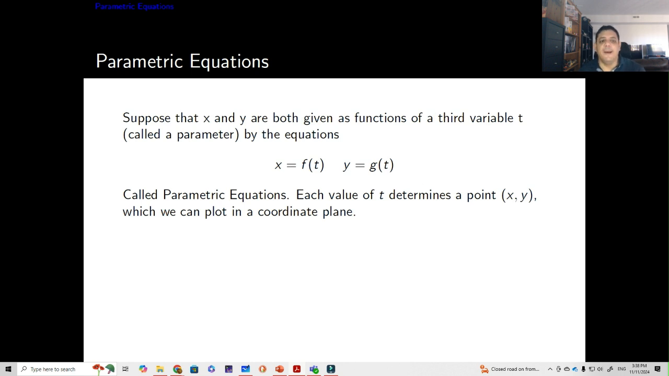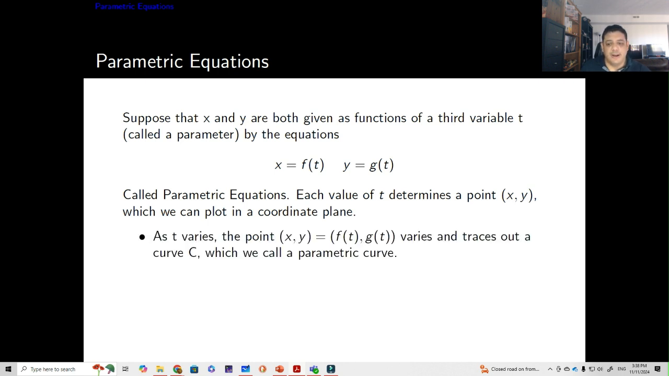Now, if we have these functions in terms of a third variable, we call that third variable a parameter. When we describe x equals f of t and y equals g of t, we call these equations parametric equations. Each value that we give t determines a particular point (x, y) that we can plot in the coordinate plane. When t varies, the point (x, y) given by f of t, g of t also varies and traces out the curve, which is what we call the parametric curve.